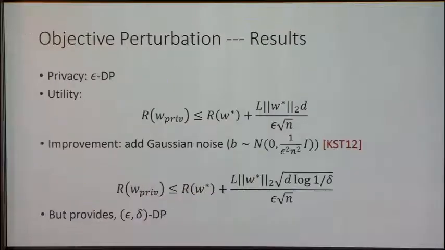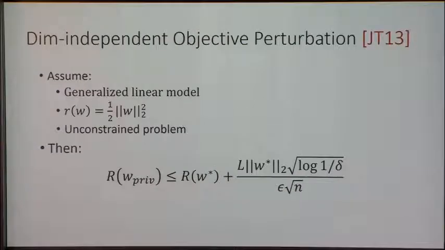Okay, so this is very good, but still we are getting this extra root d factor, and the question is, can we get rid of that? The answer is yes, but we definitely need to assume a generalized linear model, and we also need to make two restrictive assumptions, or they are reasonable assumptions, but we would like to relax them. One is that the regularization function is L2 squared, and the problem is unconstrained.